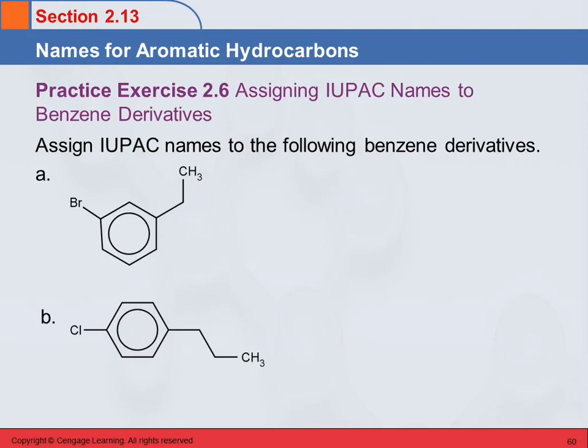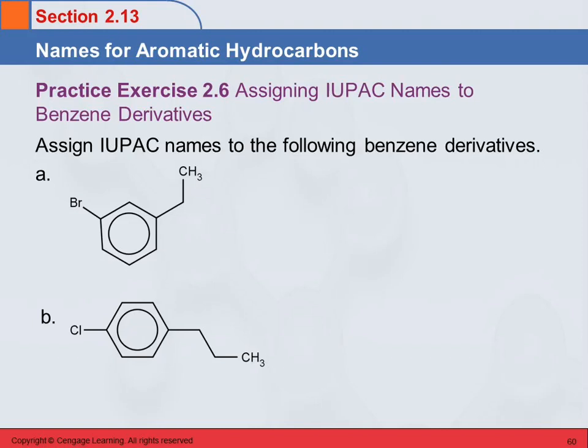Okay, so let's look at this guy. We've got a benzene ring, and we've got a bromine on it. And what's this guy over here? Toluene, right? Well, there's a catch here. So this is an ethyl group on benzene. Does that have a special name? No, it doesn't. So no special name.